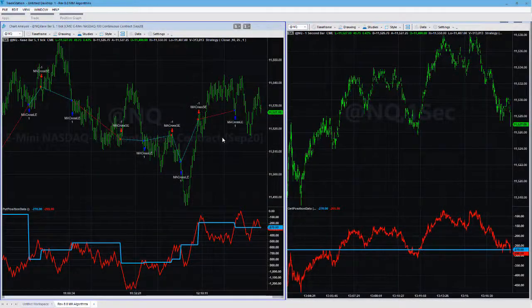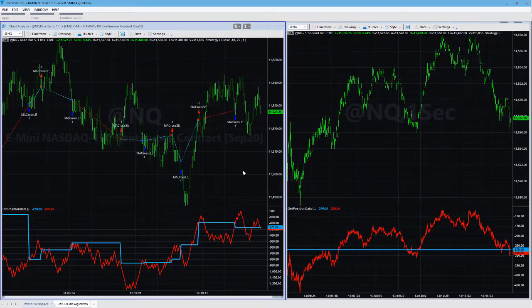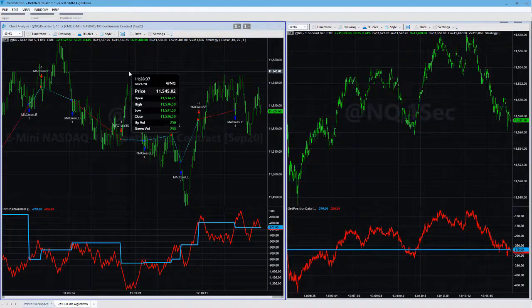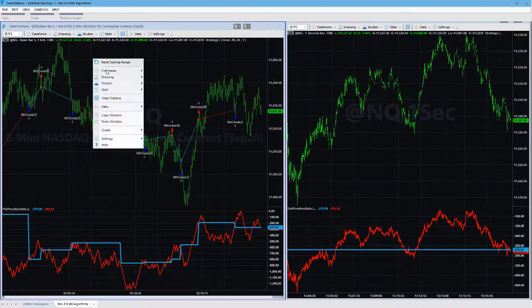I'm in TradeStation 10 doing the latest research on my money management algorithms revision 8. I want to show you how this works. On the left hand side we have a Kase bar. 5 is the size of that. Let me show you the data, how that's set up.